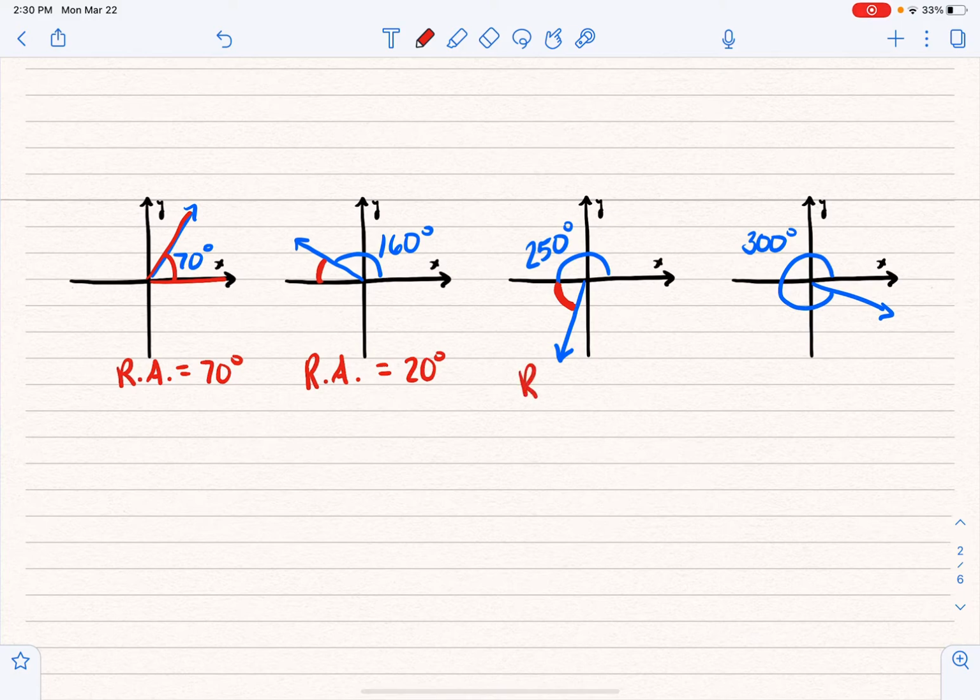And this is always going to be how much bigger it is than 180. So 250 minus 180 will give me 70 degrees.